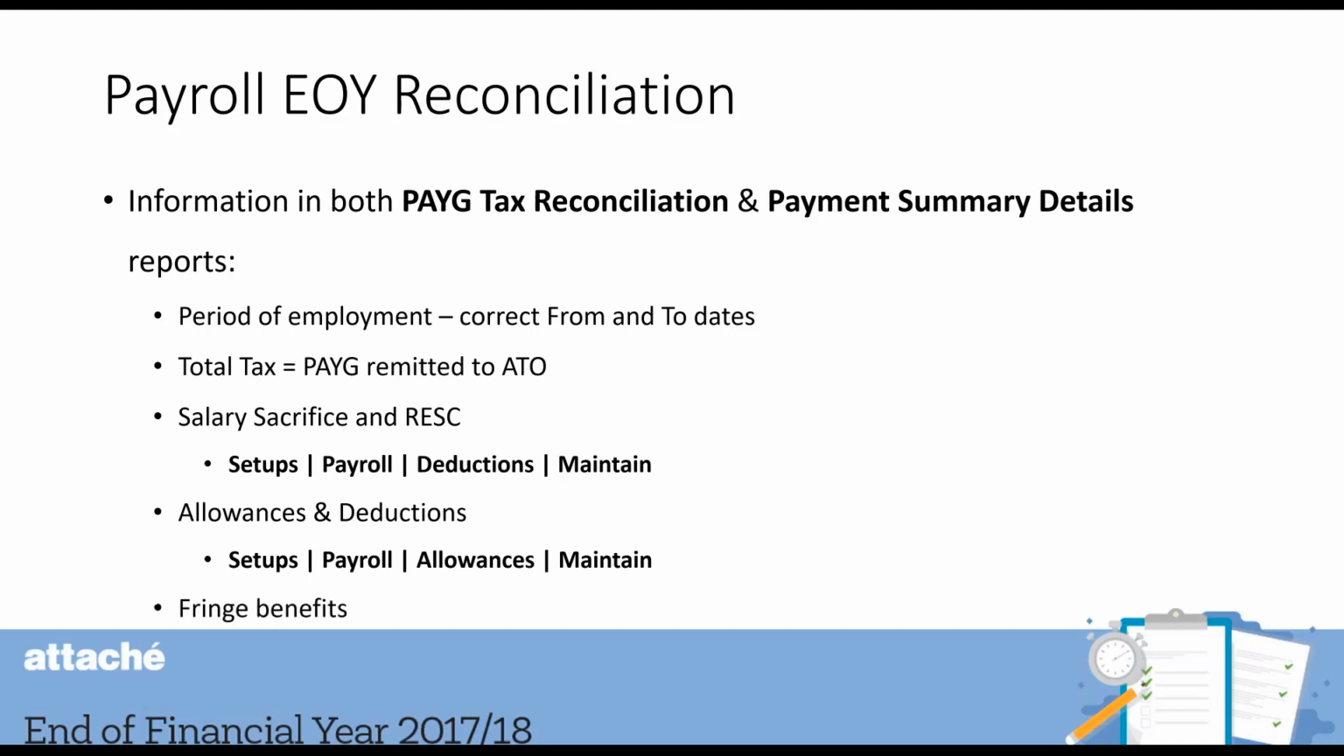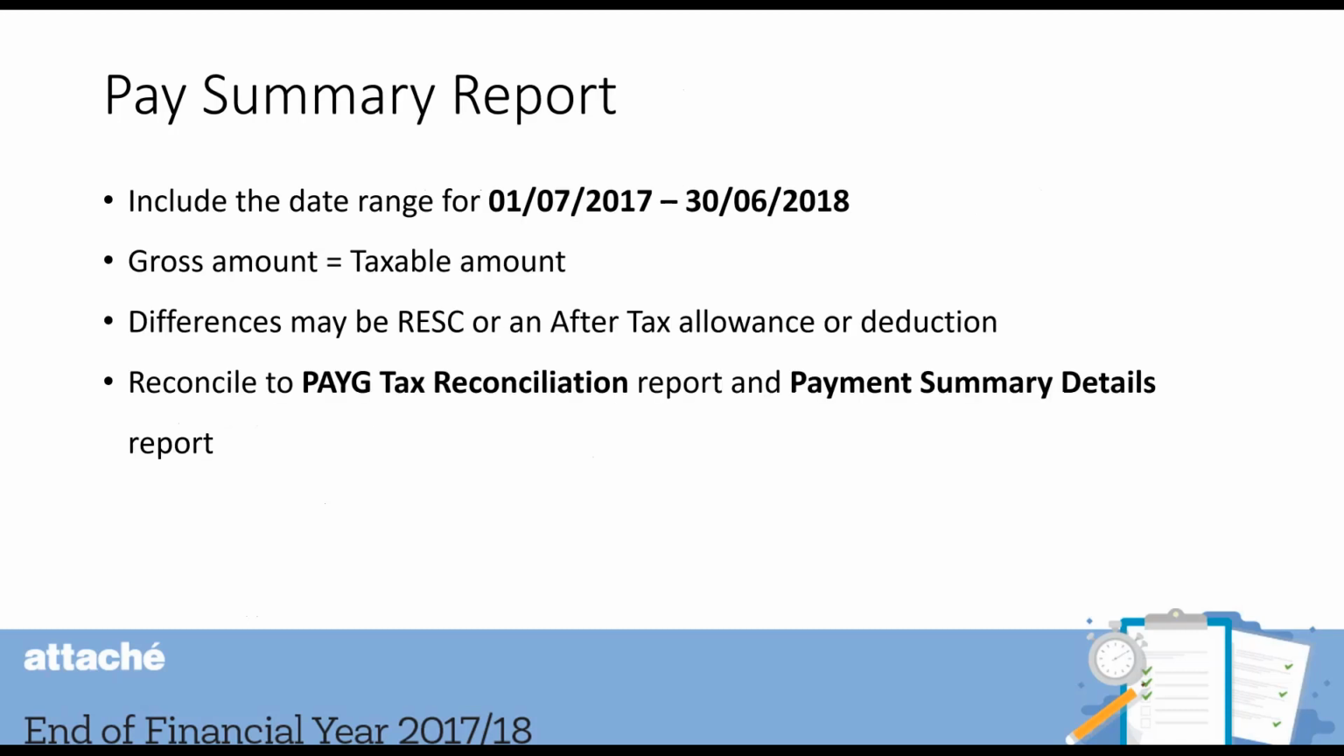And lastly is the fringe benefits. Make sure this is processed correctly and are in the correct year. The last report we will look at is the pay summary report. Now this report shows totals by employee for gross, taxable gross, other income, lump sum payments, tax, deductions, net pay, and employer contributions. So let's take a look at this report in Attaché.